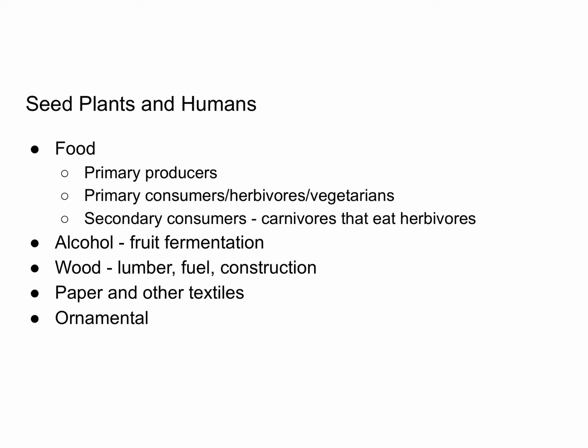As humans, we also benefit significantly from seed plants. So once again, they form the base of our food chain. So they're the primary producers because they do photosynthesis. And then the primary consumers go and eat the primary producers. And remember, the primary consumers are also called herbivores, or in humans, we call them vegetarians.